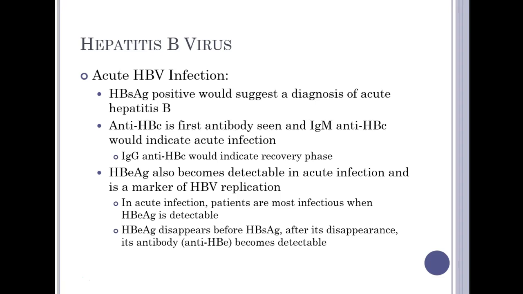The hepatitis B E antigen also becomes detectable in an acute infection and is a marker of that replication, which we talked about already. So in an acute infection, patients are most infectious when we see the E antigen, and it disappears before the S antigen.